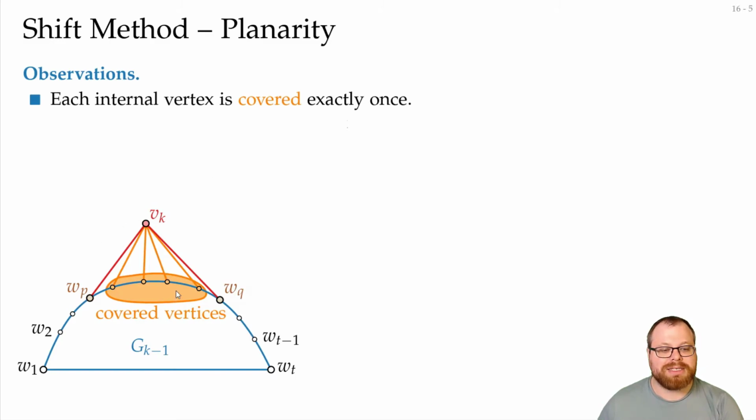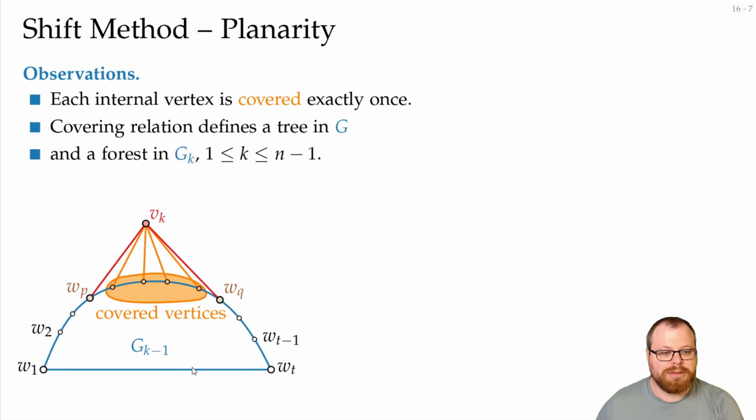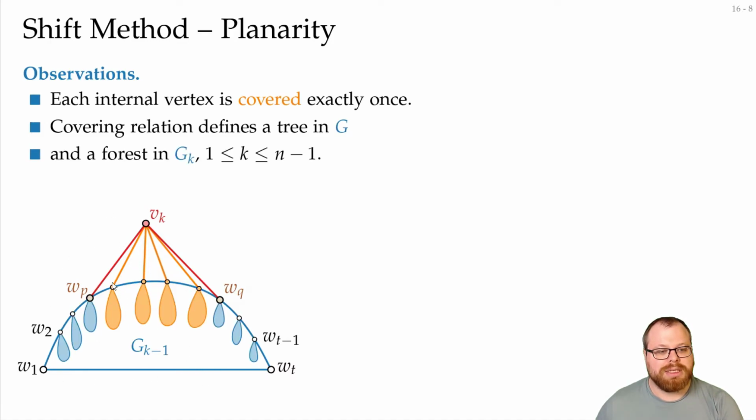So every vertex is covered exactly once. Now if you look at the relation between the vertices, vk covers these vertices here. These might cover other vertices here. But every vertex is covered once, so every vertex basically has one incoming edge. So this covering relation defines a tree in our graph. And in the subgraphs here, it's a forest, like this.